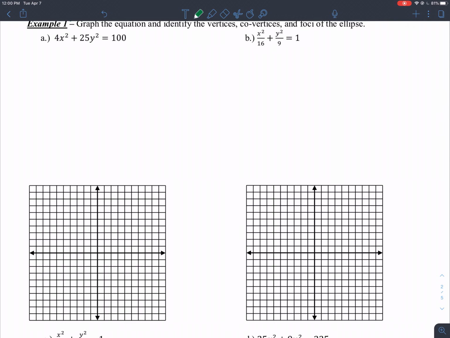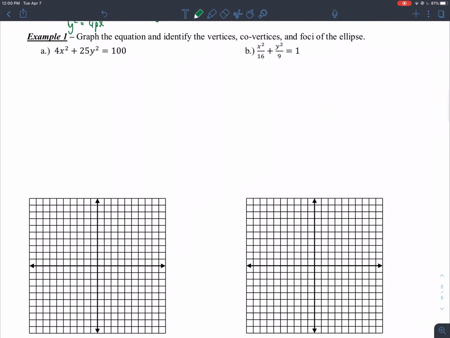Example 1 says graph the equation, identify the vertices, co-vertices and foci. So this is what you have to do: identify these 3 things on my graph. Now, I look at this and I don't know what this is, because it doesn't look like the formula for an ellipse. This is what the formula for an ellipse looks like. So it's not in standard form, so I have to put it in standard form.